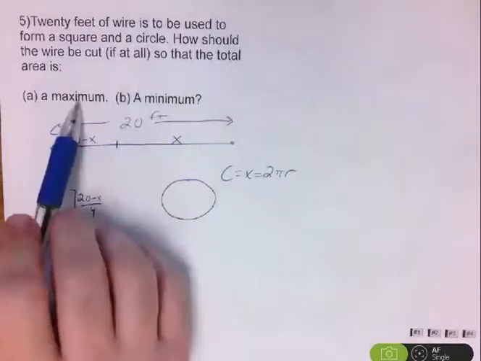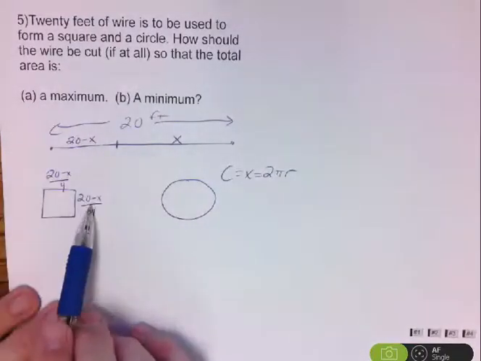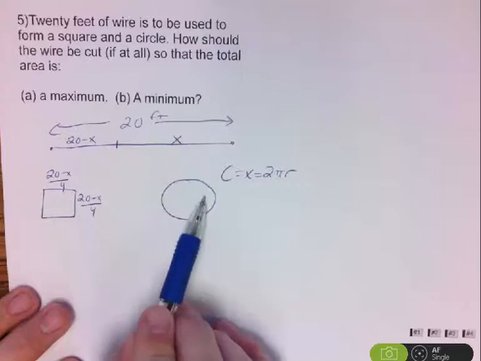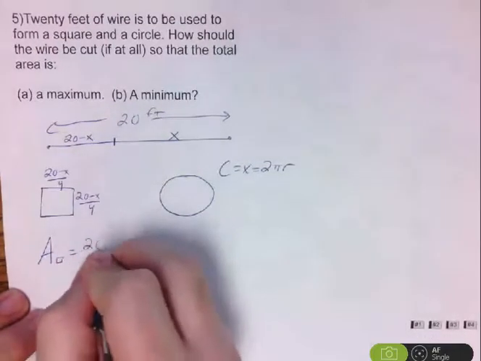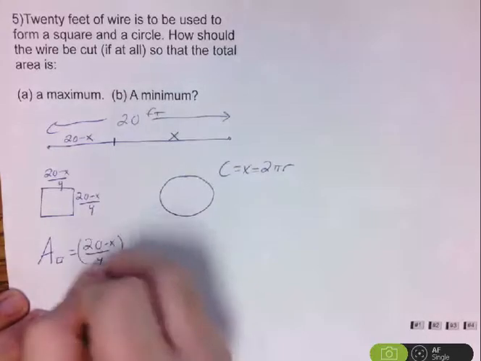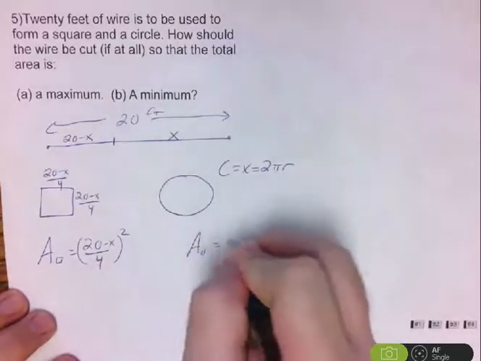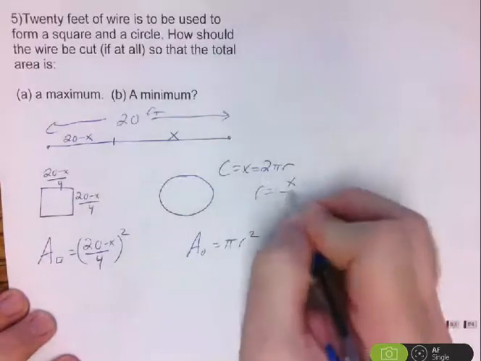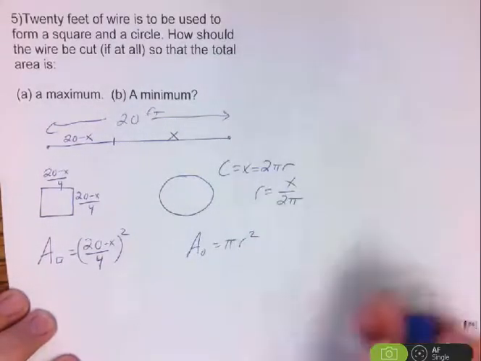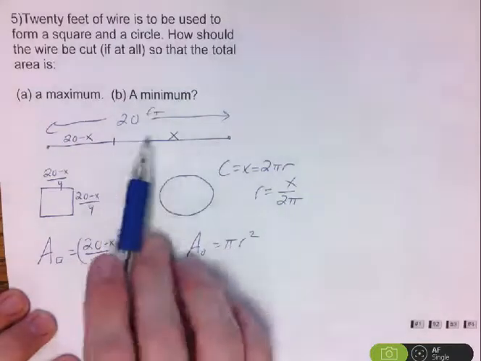And they're telling us to maximize or minimize the area. So I need the area of this square and the area of this circle. So the area of the square, of course, that's no big deal. That's just 20 minus X over 4 squared, right, times itself. The area of the circle is going to be pi r squared. But r is X over 2 pi, right? Because we know the circumference is 2 pi r, and that's supposed to be whatever I used for X.